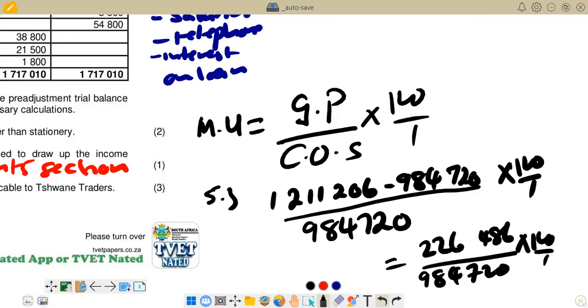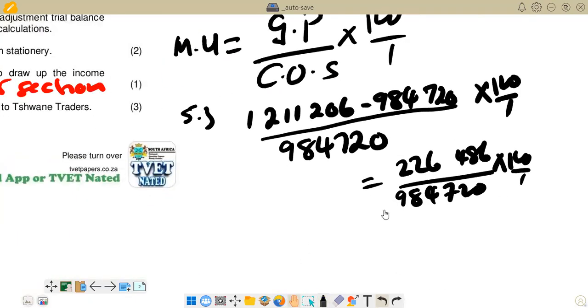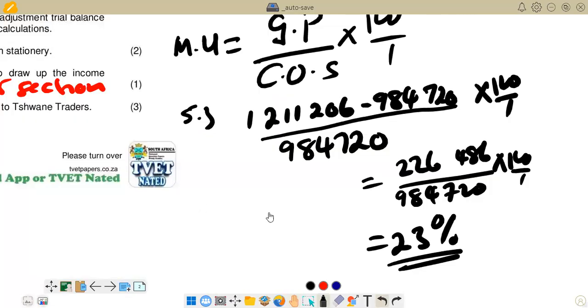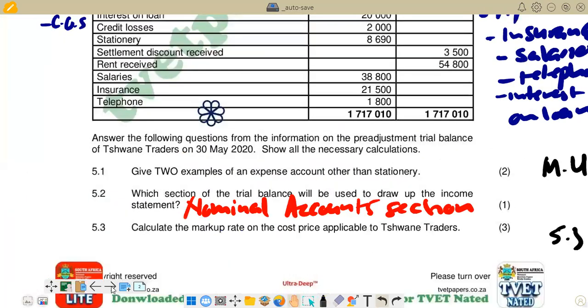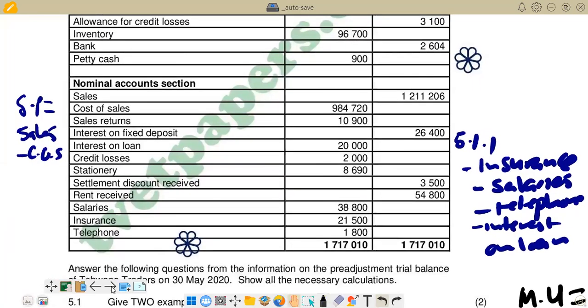So if you calculate that, let's try to calculate that one. When you calculate that, you are going to get 23%. So here it is equal to 23%. So this is going to be our markup. So this is what we have in terms of 5.3. Then we move on to the next question. The next question, we are going to see it on the next page.